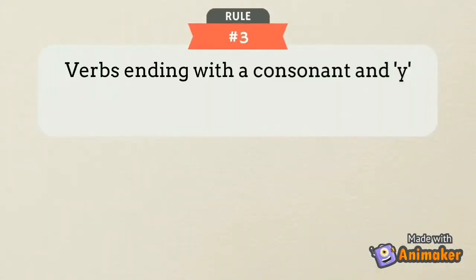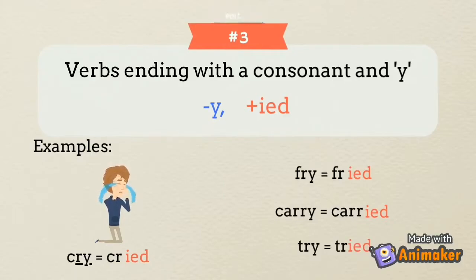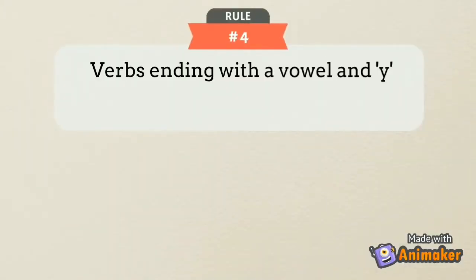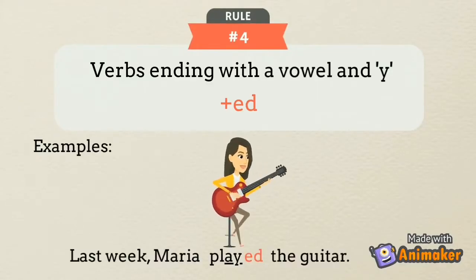For verbs ending with consonant and y, we take off the y and add ied. For example, cry becomes cried. Other examples are fried, carried, and tried. However, for verbs ending with vowel and y, we just add ed. For example, play becomes played.